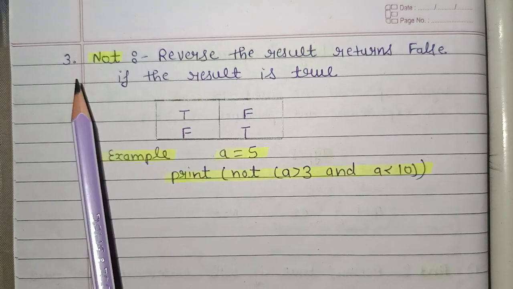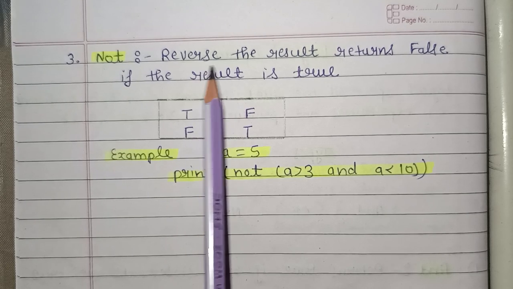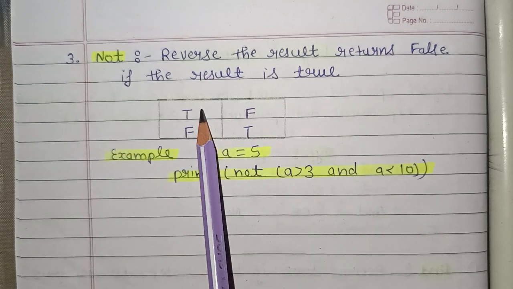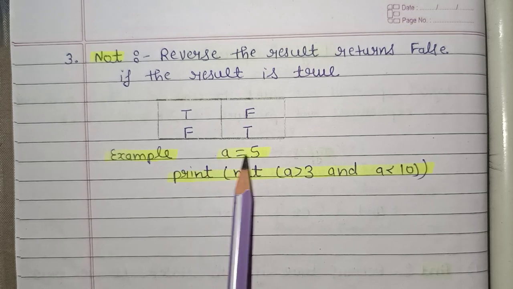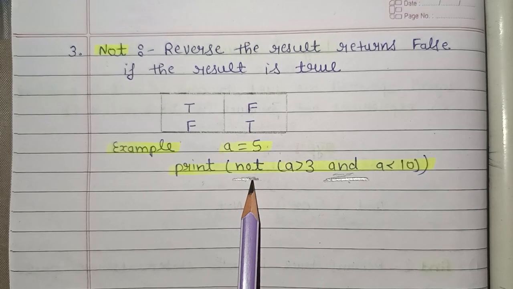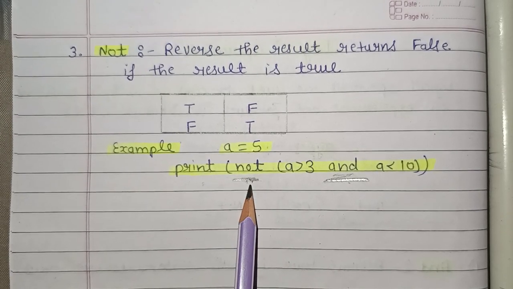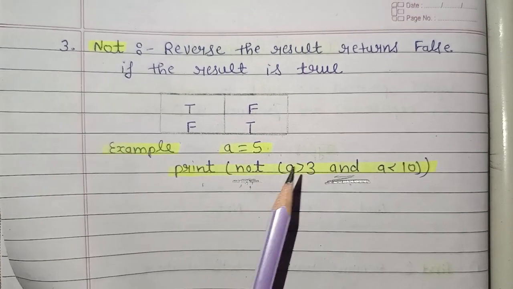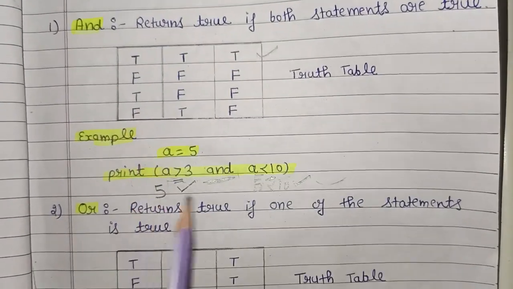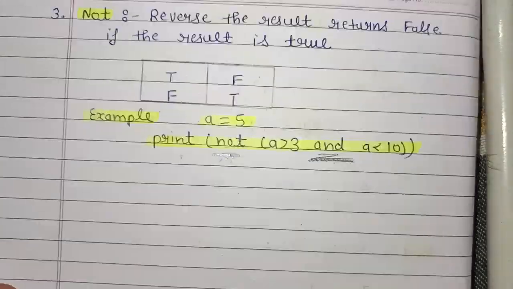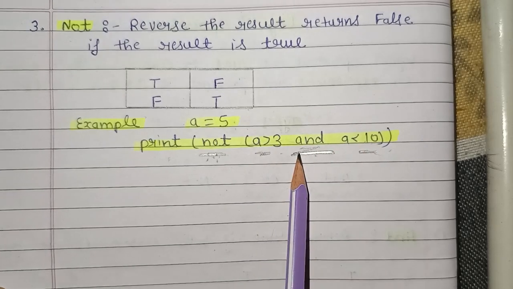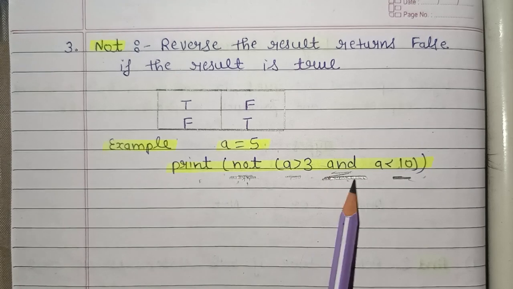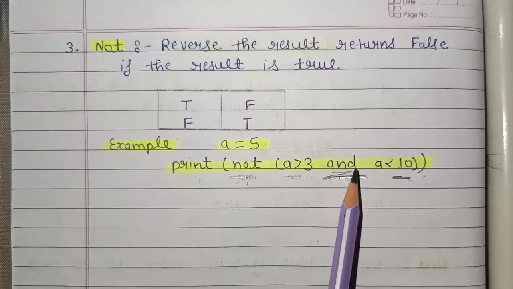The third logical operator is not. Not basically reverses the result. Suppose we have result true, it will give us false. If we have a false result, then it will give us true. Here again I am taking a is equal to 5, and printing the result with not. Remember this: not is the only logical operator that we write first. With and, or, we write them in between the statements, but in the case of not you have to write it first and then the statement. And not works with the other two types, and and or.